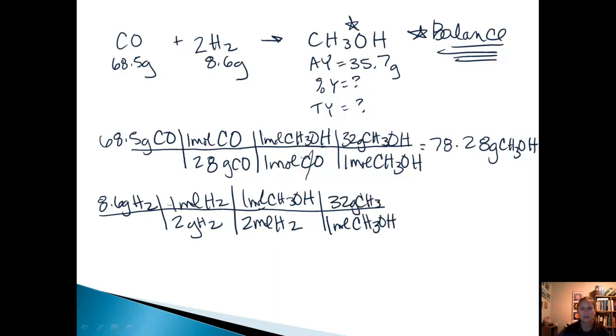So let's calculate this one. 8.6 divided by 2 divided by 2 again, times 32, 68.8. Okay, so what this means is if all the hydrogen gas is used up, we will produce 68.8 grams of CH3OH. So since this is the smaller quantity that makes H2 gas the limiting reactant, this will never happen because we'll stop at the 68.8 grams and we'll never go past that. So our carbon monoxide then is the excess reactant.